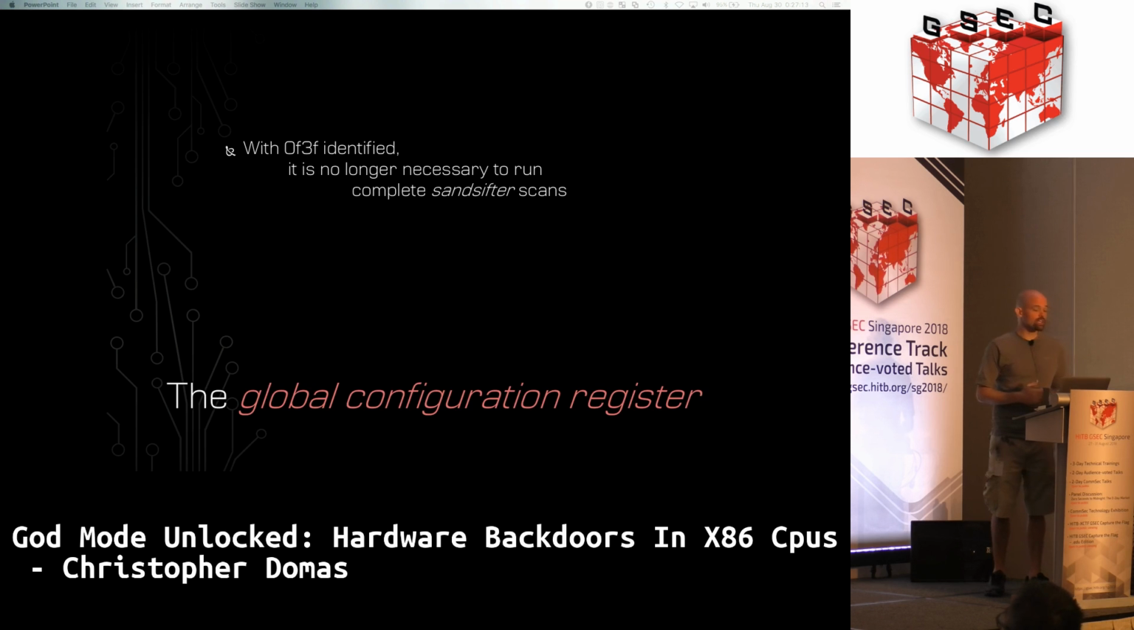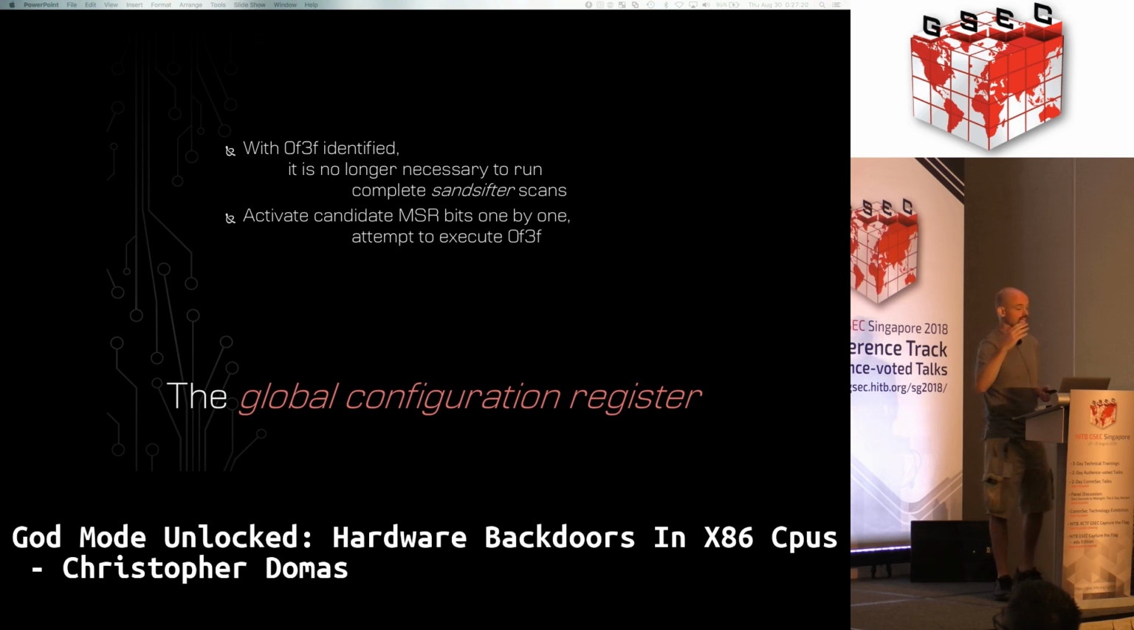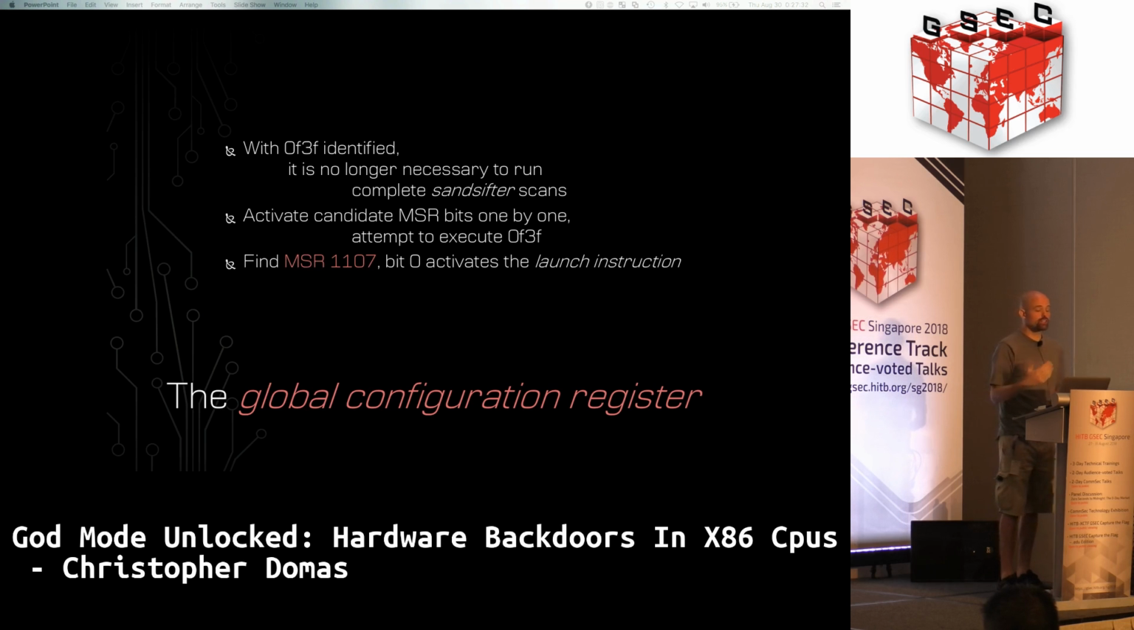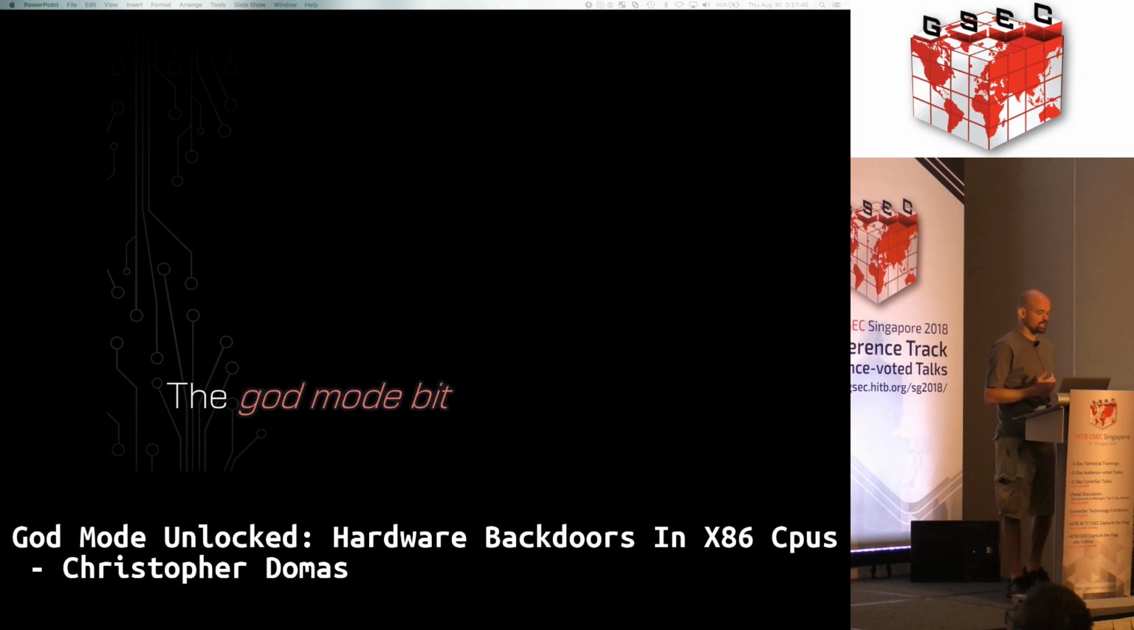So now that we know what that launch instruction is, we no longer need to run complete SandSifter scans for each of these individual MSR bits. Basically, I can now toggle MSR bits one by one and see if 0F 3F executes. If it doesn't, that's not the MSR bit I'm looking for. If it does, then I found the bit that enabled the launch instruction. So using this approach, we're able to figure out that MSR number 1107 bit 0 is the one that activates this launch instruction. So MSR 1107 must be the global configuration register that the patents were talking about.